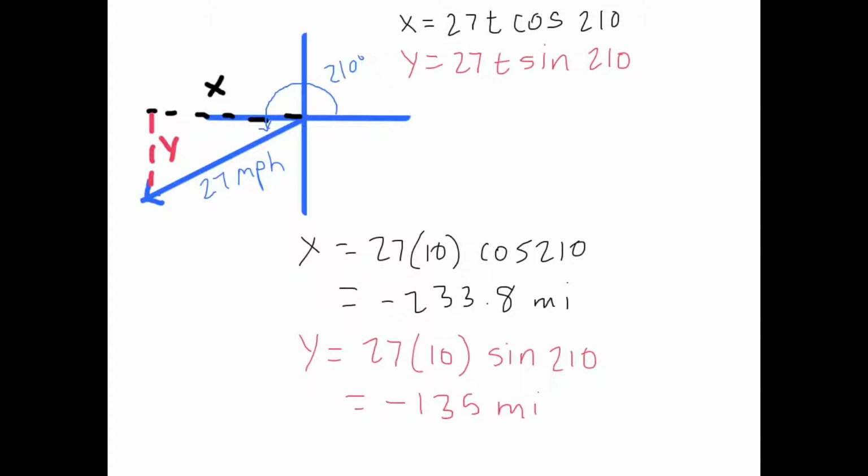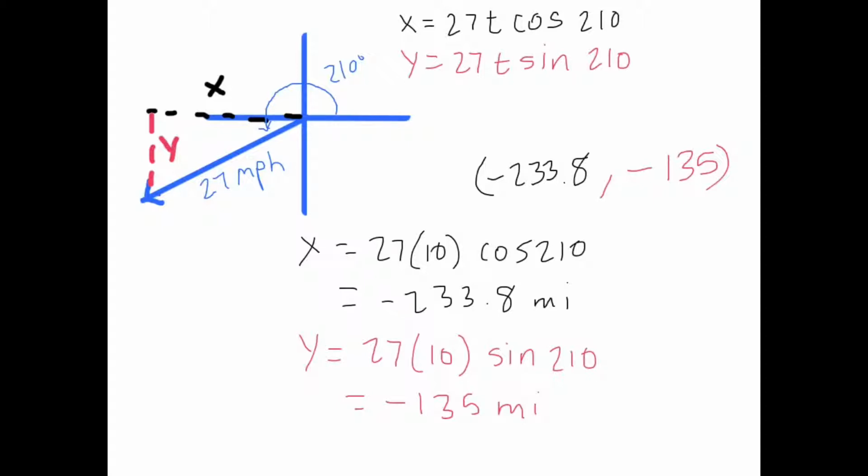So as a coordinate pair, this can be written negative 233.8, comma, negative 135. And that's its position in the ocean based on an origin of San Francisco, going in the direction of Hawaii, which is a 210-degree angle from due east, starting at San Francisco.